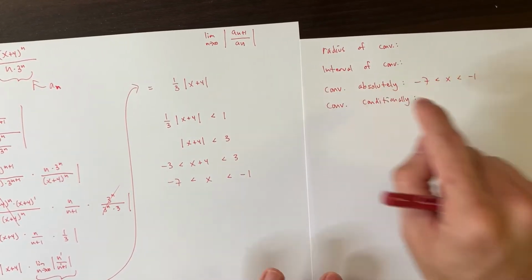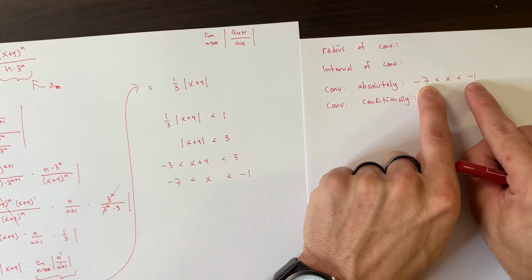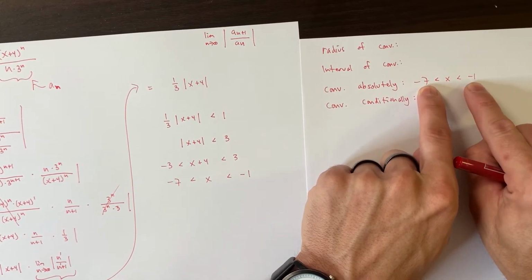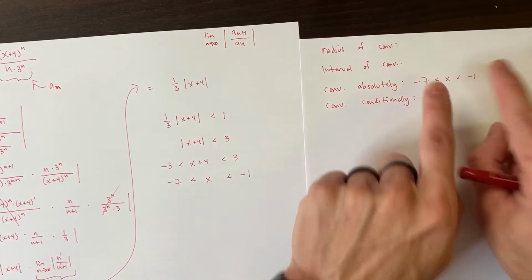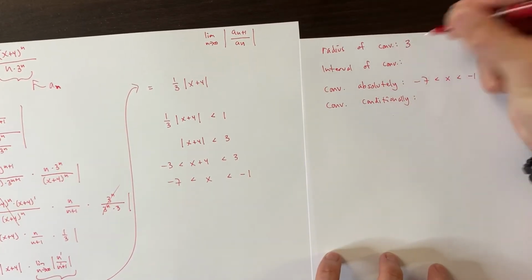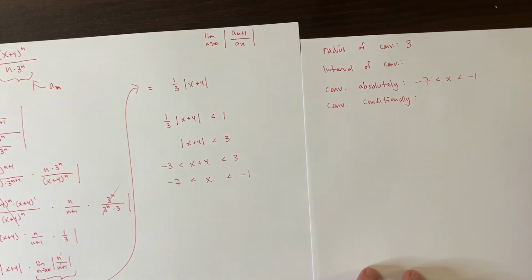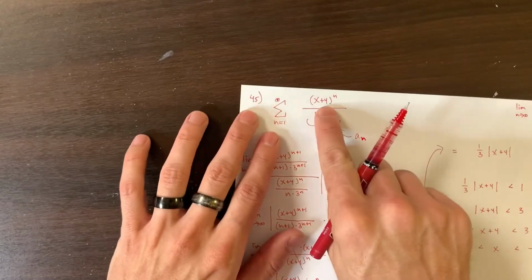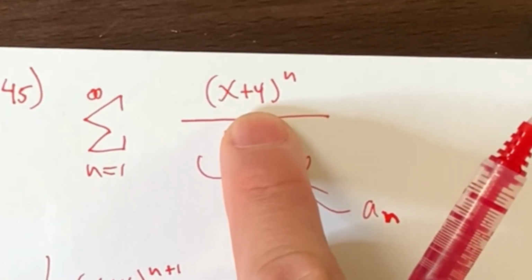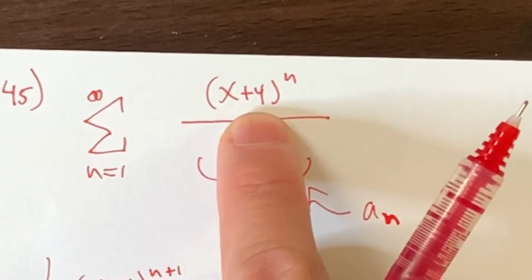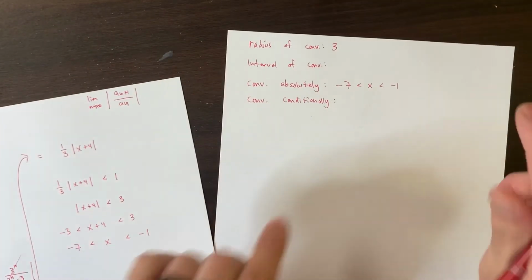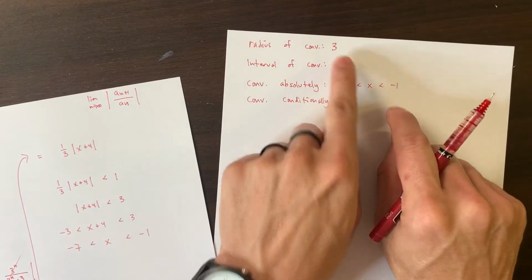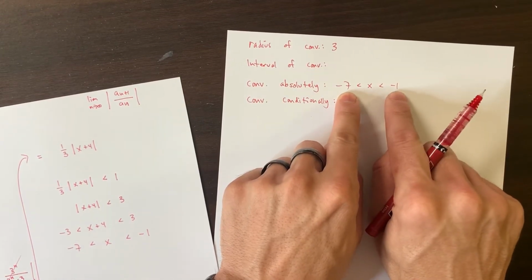Now, let me ask you this. -7 and -1, how far away are they? They are 6 units away. 6 units. Cut that in half, that's 3. That is your radius of convergence, 3 spaces. Because this is actually centered at -4. If you notice, if you set this equal to 0 and solve, you get -4. -4 is sort of the center. And from -4, you span out 3 spaces left and right to obtain these values.